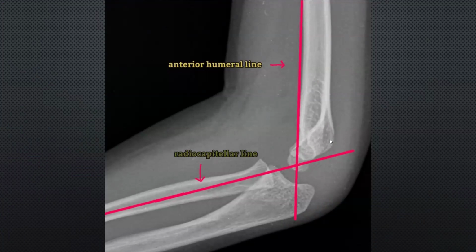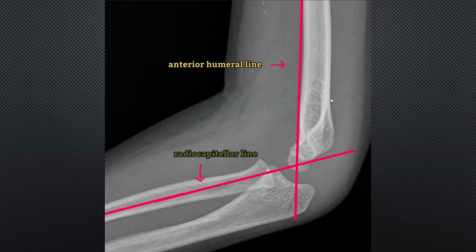This one is normal. No fat pad sign, right? The color is the same here, here, here. And the anterior humeral line transects the capitellum, the radiocapitellar line transects the capitellum.